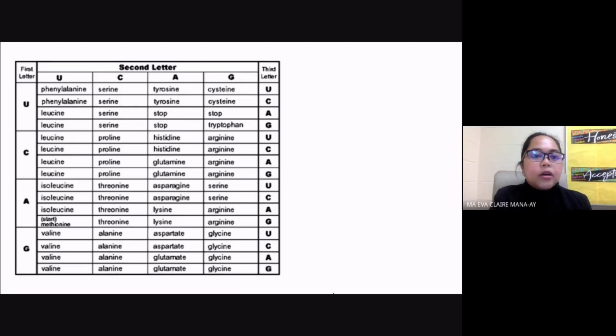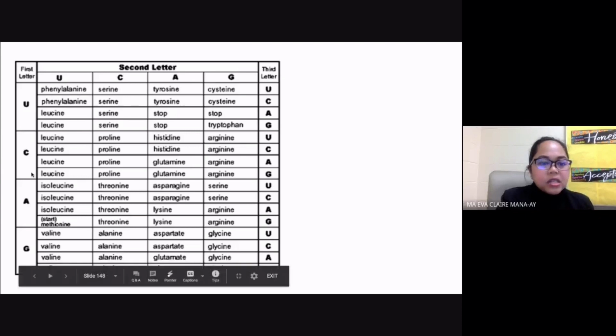Now what about if I'm looking for ACG? What will be ACG, people? A, C, G. So A is right here, first letter A. C is right here, and that's G. So that means that should be threonine. Nasir and Donovan are correct. ACG, that's threonine.